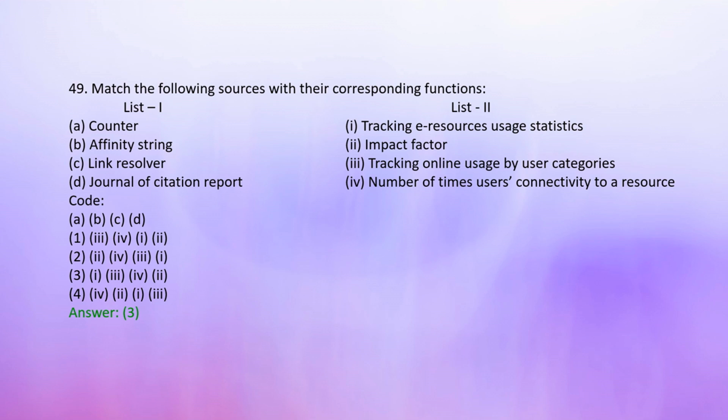And correct answer is number 3. COUNTER goes to tracking e-resources usage statistics, then B. Affinity string goes on tracking online usage by user categories, then link resolver goes on number of times users connectivity to a resource, and then journal of citation report goes on impact factor.